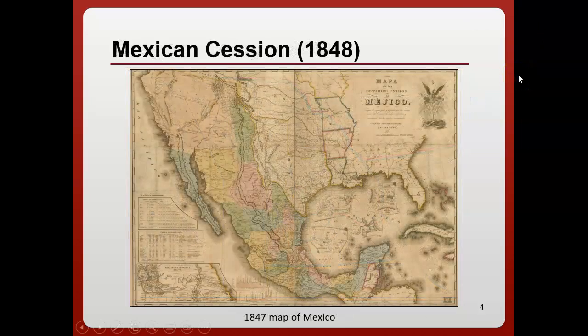The Mexican Cession. The United States defeated Mexico in the Mexican-American War in 1848. The Treaty of Guadalupe Hidalgo ended the war and required Mexico to sell over 500,000 square miles, about half of its total territory, for just $15 million.